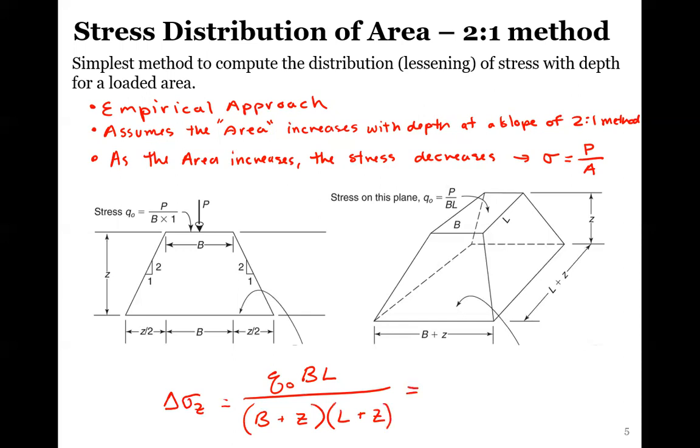We also said that Q naught times B times L is equal to just the point load P. Depending on what is given to you, it might be easier to use this relationship, but they're exactly the same. You can transfer this because Q naught is equal to P divided by the area, which is P divided by B times L. This is if we have a rectangular footing only.